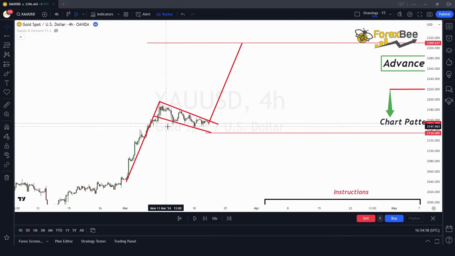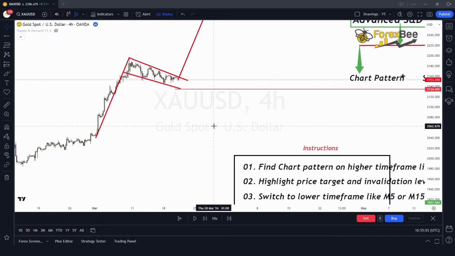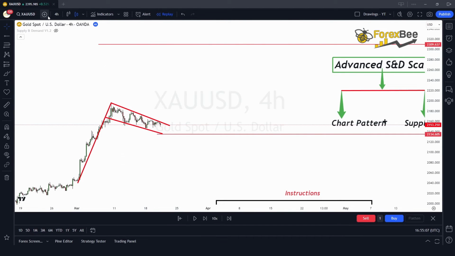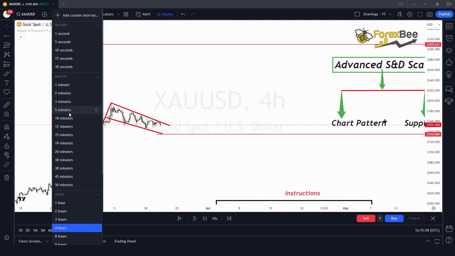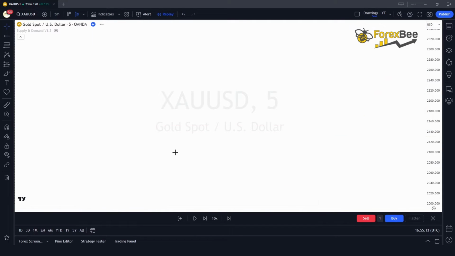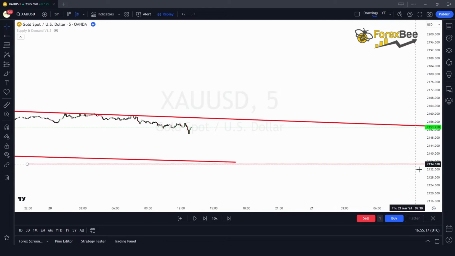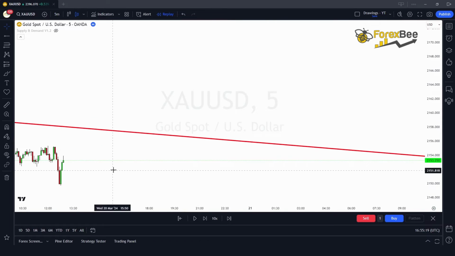We are not going to trade this pattern at this time frame. We have found this at the 4-hour time frame, and to trade this we're going to go to a lower time frame, and that lower time frame could be anything like 5-minute or 15-minute. So I'm just going to go to the 5-minute time frame, and here I can zoom in to see how the price action is going.